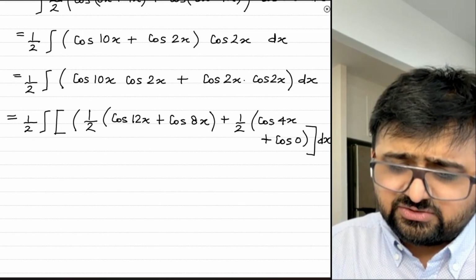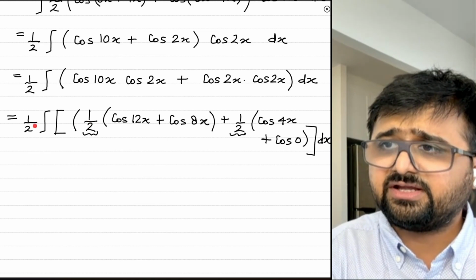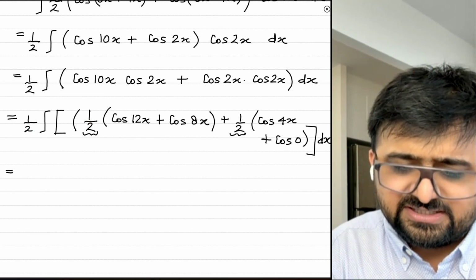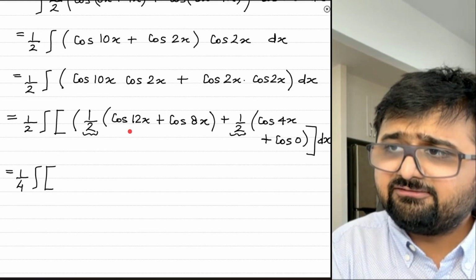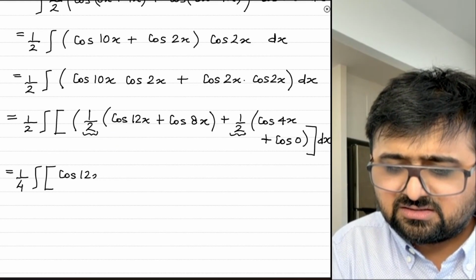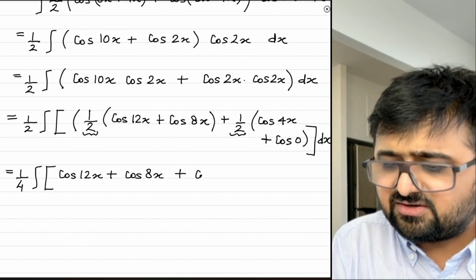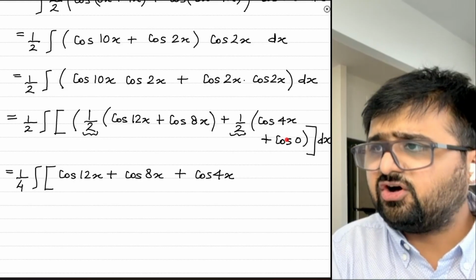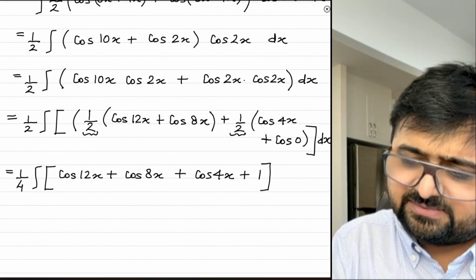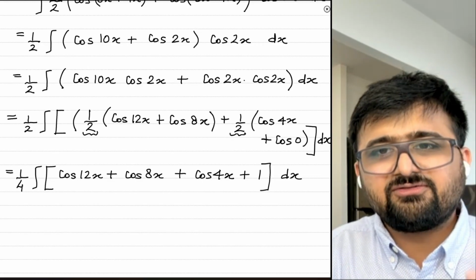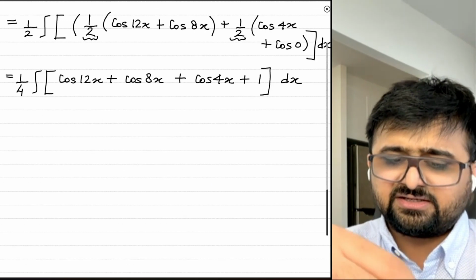Now it is so easy to evaluate. You can factor out this half from here and here. This half can be taken out of the integral. So this will essentially become 1 by 4 integral of, in the bracket, cos 12x plus cos 8x plus cos 4x, and cos of 0 degrees is 1, so plus 1. Let's close the bracket with respect to x. Now we have converted that entire product into addition. Now you can easily integrate by just giving that integral to all of those terms.